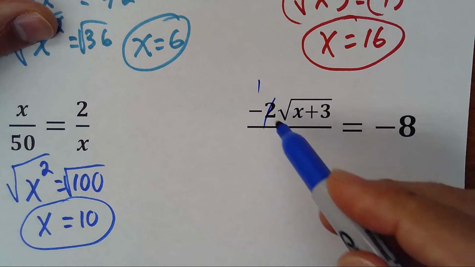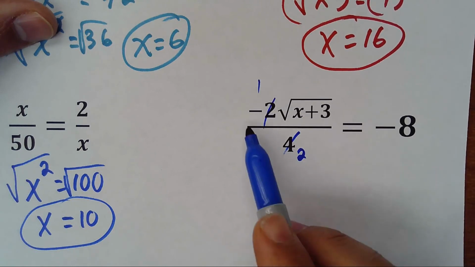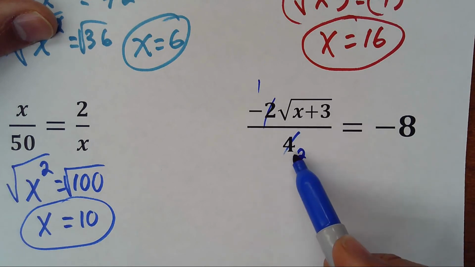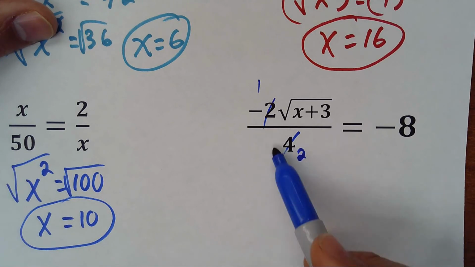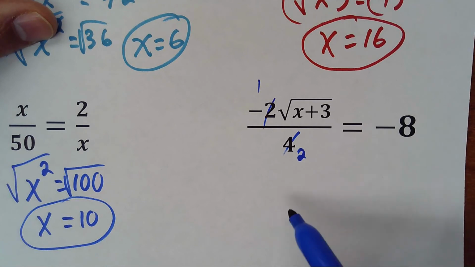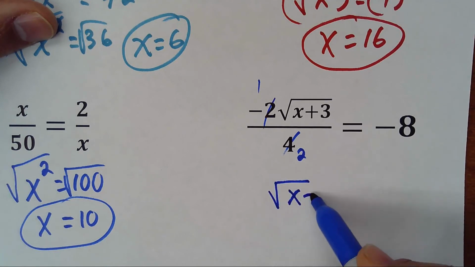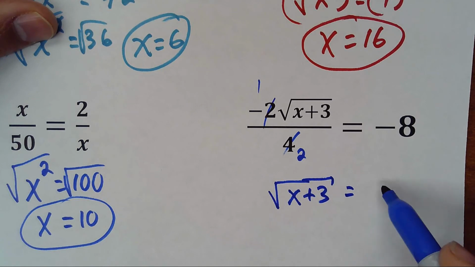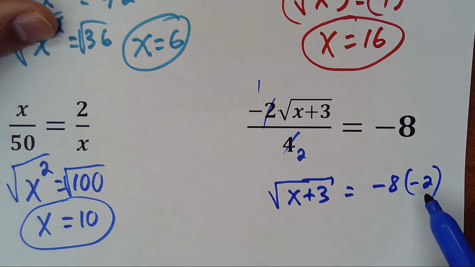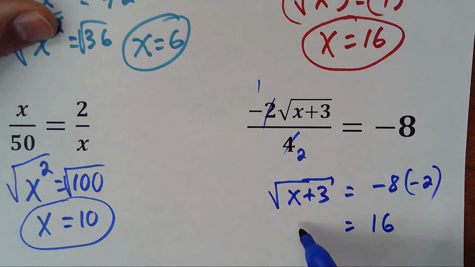So half of 2 is 1, and half of 4 is 2. It will be negative 2 on the bottom, which is the same, because negative 1 over 2 is the same as 1 over negative 2. So I'm going to take the minus down to carry it with the 2 to the other side. So the square root of x plus 3 will be negative 8 times negative 2. This is 16. I put positive 16 here, and x plus 3 inside of the root.